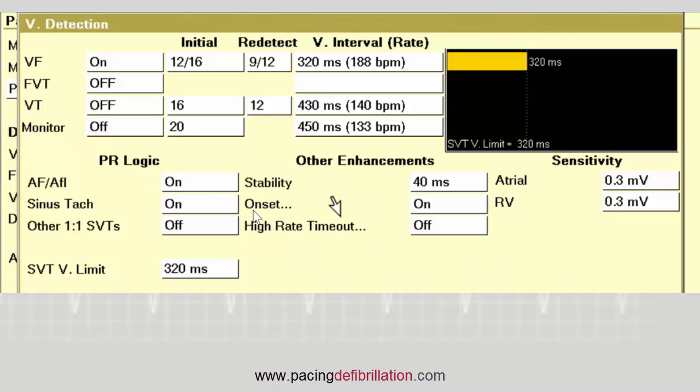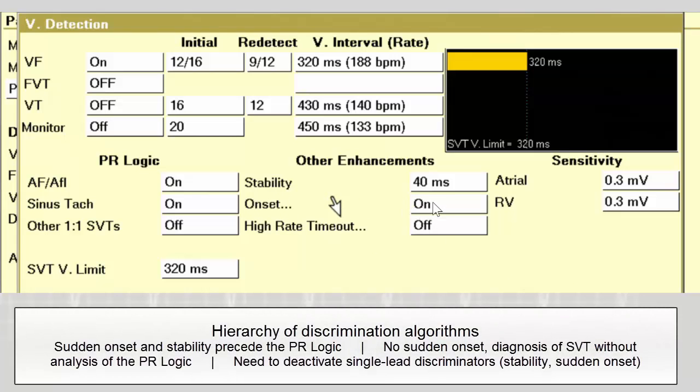However, if you program the onset, for example in this example, first you need to have a sudden onset and then a stability of the ventricular rhythm before the intervention of the PR logic. So in this case, there's no sudden onset and the device classifies the episode as a SVT.